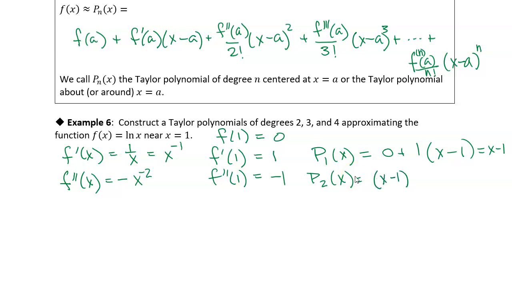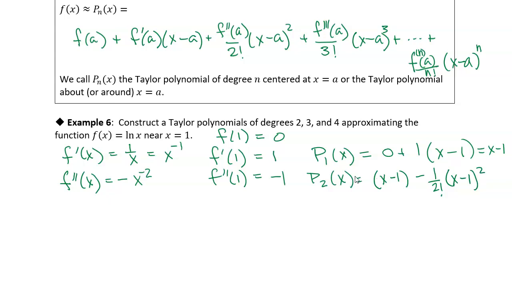Okay, now the next term is going to be the second derivative at a, which we just found was -1, so I'm just going to make this into a minus. And then it's going to be minus 1 over 2 factorial, oops, 1 over 2 factorial, and then x minus 1 quantity squared. All right, so there's our second degree Taylor polynomial.